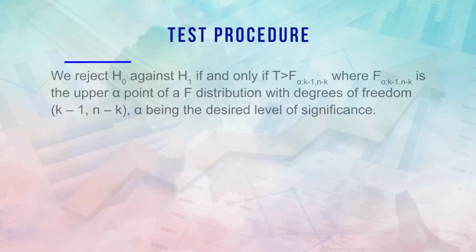So we reject H0 against H1 if and only if T is greater than F alpha semicolon k minus 1, n minus k, where F alpha semicolon k minus 1, n minus k, as you have seen earlier, is the upper alpha point of an F distribution with degrees of freedom k minus 1, n minus k. Alpha is nothing but the level of significance of the test.